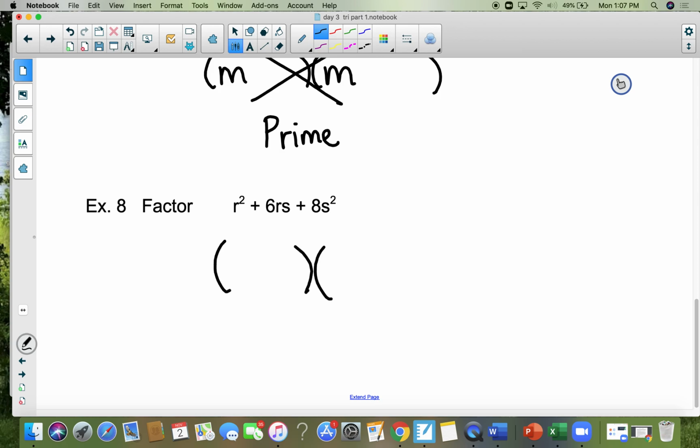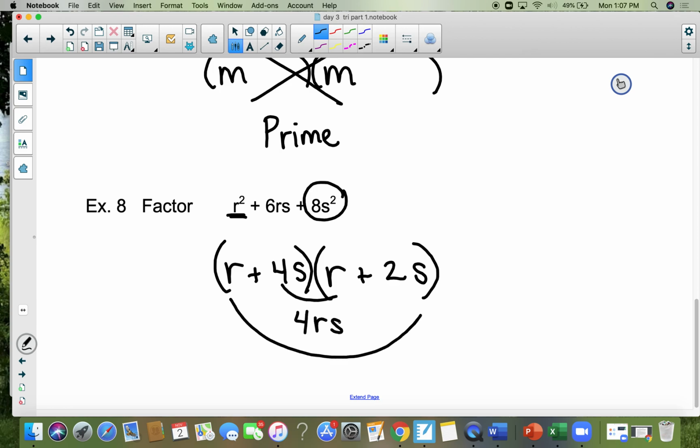The only difference is, this is r squared, so this is going to be an r, and this is going to be an r. Notice that there's another letter attached to it, so you need an s here and an s here because of the s squared. Factors of 8 are a +4 and a +2. You're going to get 4rs here, the OI part, and the 2rs here, which gives us the 6rs. Do you see why you need an s? The reason why you need an s is because there's a squared there and a squared there, so you need letters on both of them.